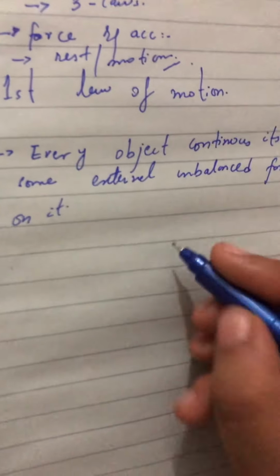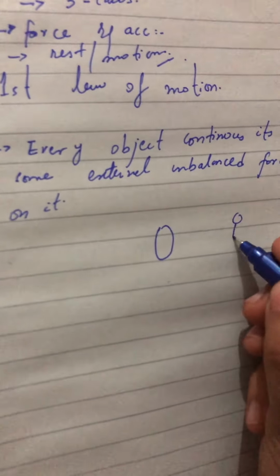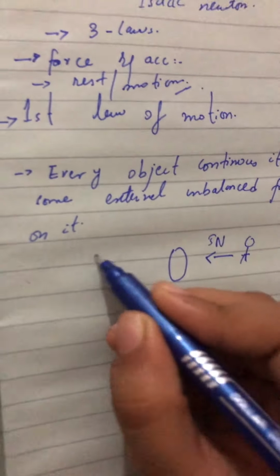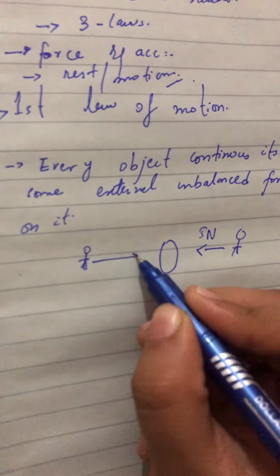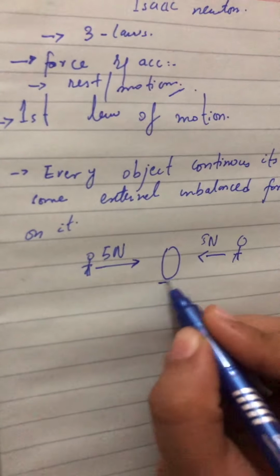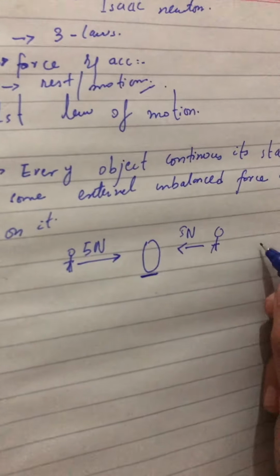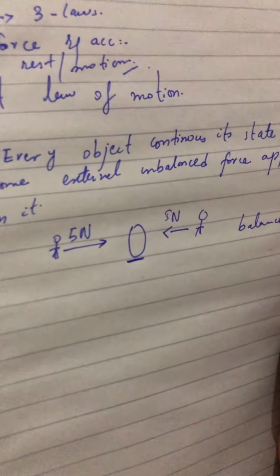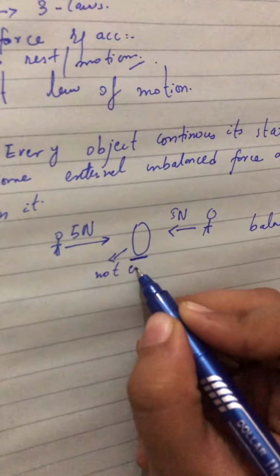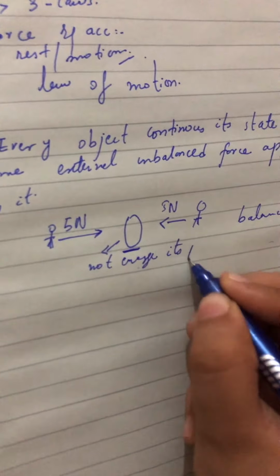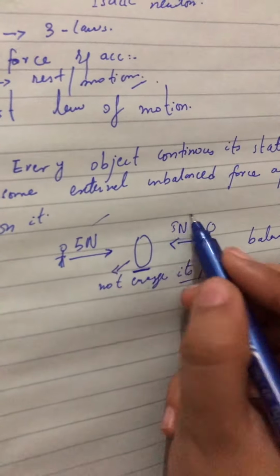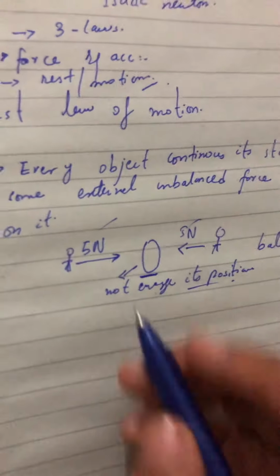For example, this is a ball, and from here one man is applying a force of 5 Newton, and from here a man is also applying a force of 5 Newton. So these both are the same force, so the ball will remain in the middle. These both are balanced forces, so the ball will not change its position, because these both forces are equal, so they will cancel each other.